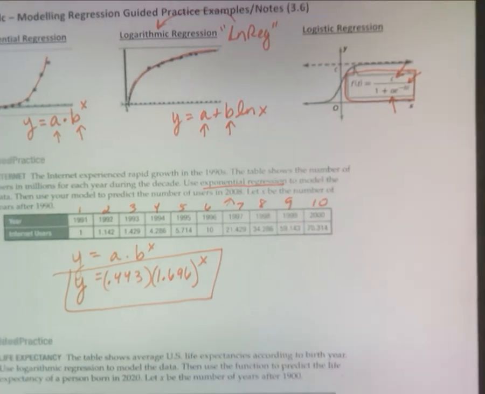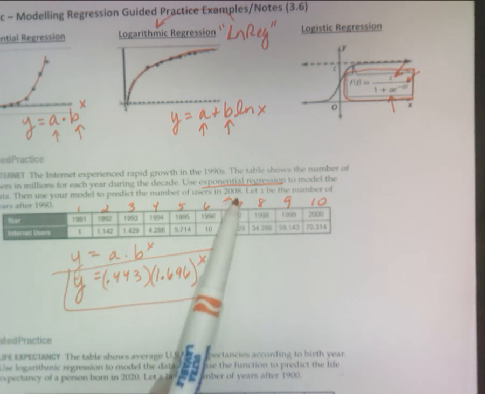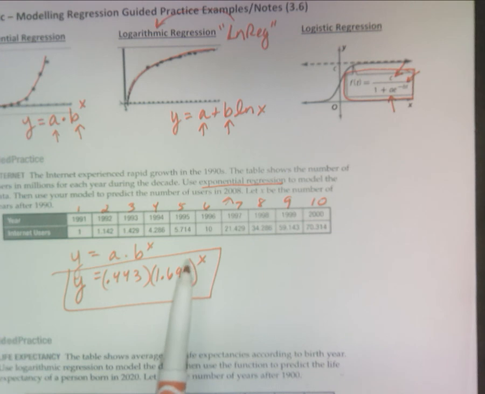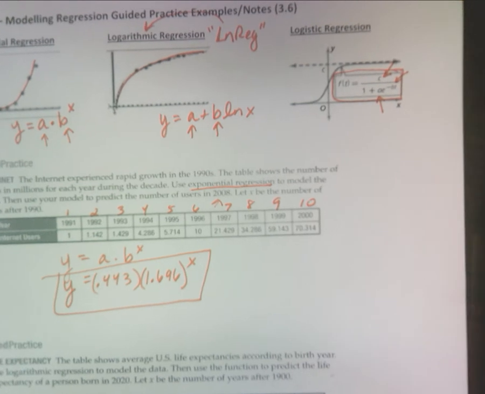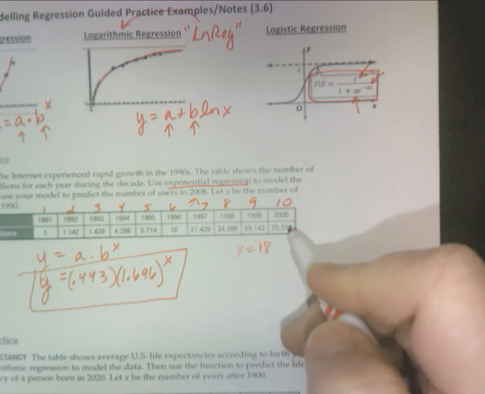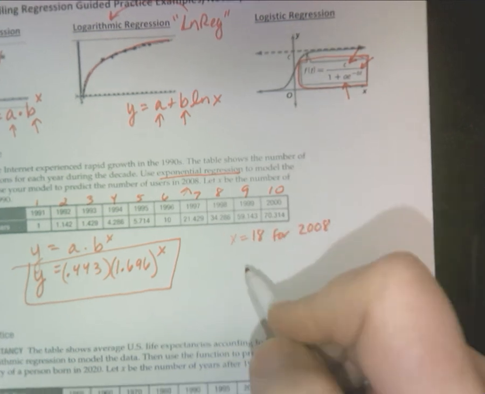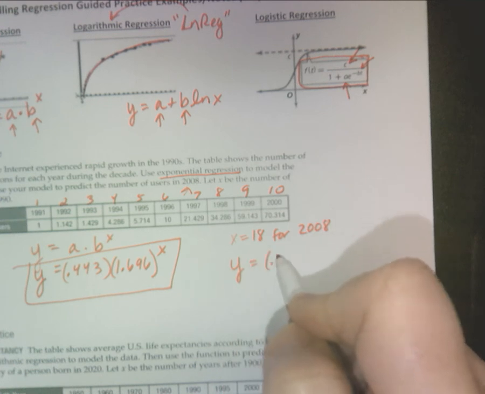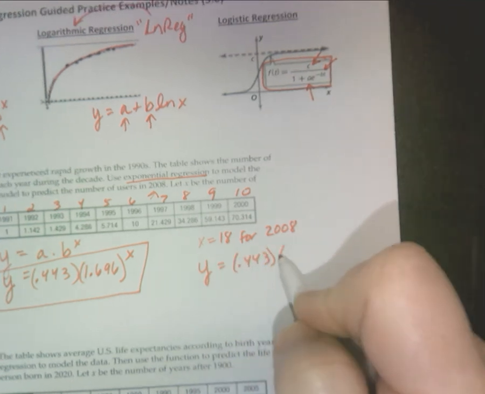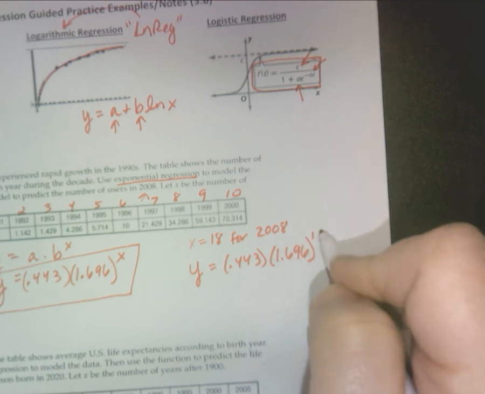I will say that we need to, let's see, I think we have to predict the number of users in 2008. So what am I going to put in for x? Okay, remember these are years after 1990. So for my prediction for 2008, I would need x to equal 18. So y equals 0.443 times 1.696 to the 18.